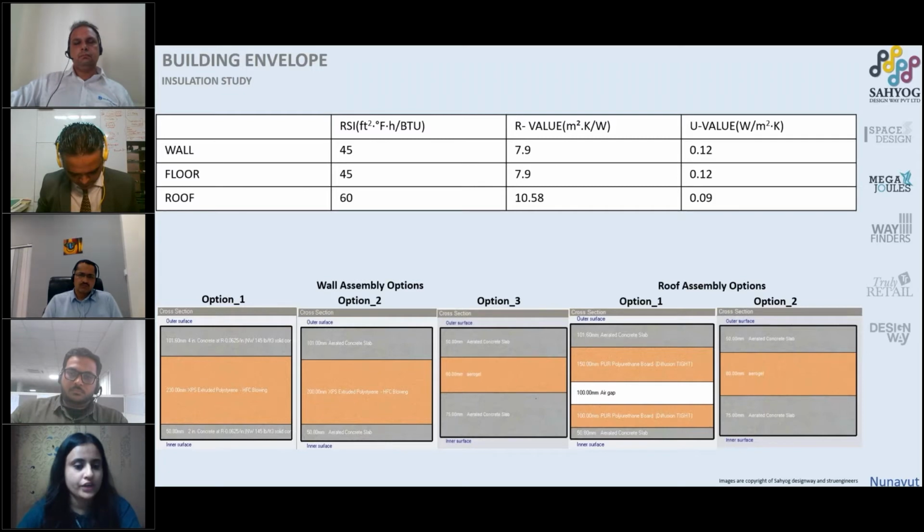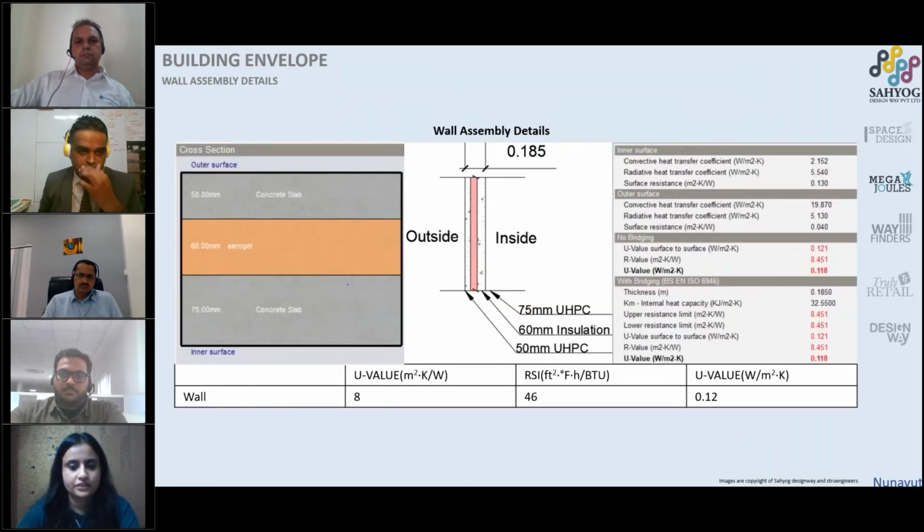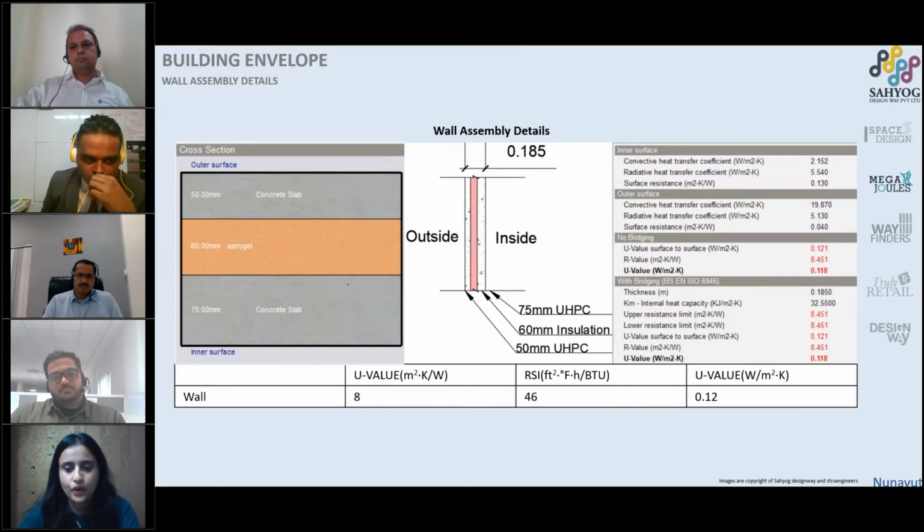So we wanted to reduce the thickness of the wall. We studied different insulation and its properties, and we didn't want to reduce the thermal performance. Based on the different studies, we selected aerogel insulation, and with the high performance concrete slab, we were able to achieve a 0.012 U value with only 185 wall thickness.